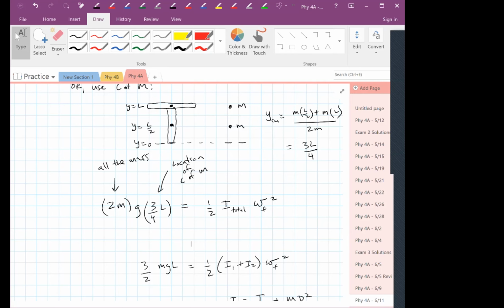Yeah, you add up the m r squareds for the little ones. That's right. But you're not moving them. You're not moving them to the center of mass. You're leaving each one exactly where it is and adding up the m r squareds. You're not moving them to the location of the center of mass and then adding them up. That's the difference. No, no way, no how. You cannot do that.